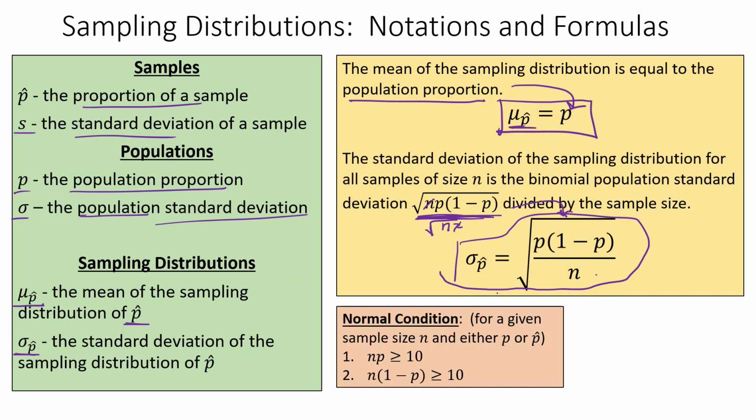Now, last time we had a couple of different things to make us normal. Here we only have one. It's really two conditions, but there's only one way to be normal. n times P needs to be greater than or equal to 10, and n times 1 minus P also needs to be greater than or equal to 10. If both of those are satisfied, then our sampling distribution is normal, and we can use inverse norm and normal CDF to do a whole bunch of fun things.